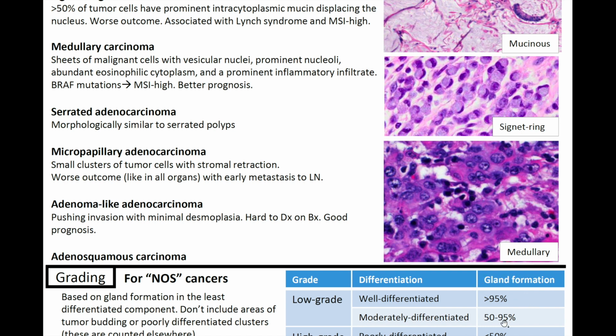If it's over 95% gland forming, low grade, well differentiated. 50 to 95% gland forming, low grade, moderately differentiated. And high grade, poorly differentiated is less than 50% gland formation. So I guess it's more well behaved and well differentiated if it's maintaining that glandular formation, and once it starts to stray from that, it's a higher grade and poorly differentiated. Kind of like in a lot of other cancers, right? If you think about prostate cancer, once it starts to be sheets or cords or single cells, then it's a worse grade.